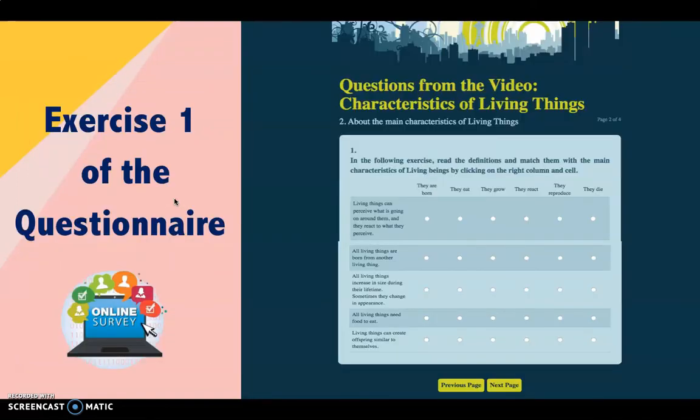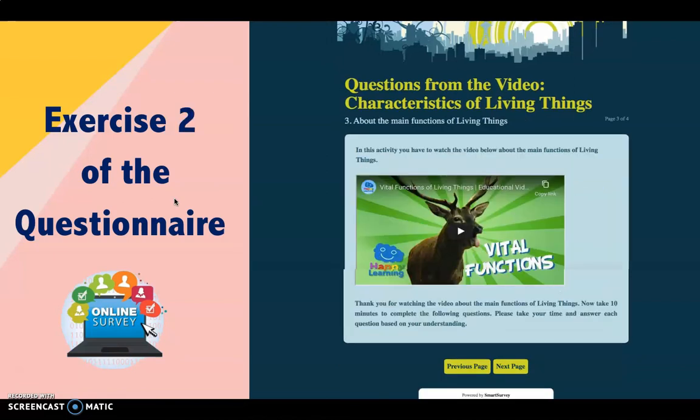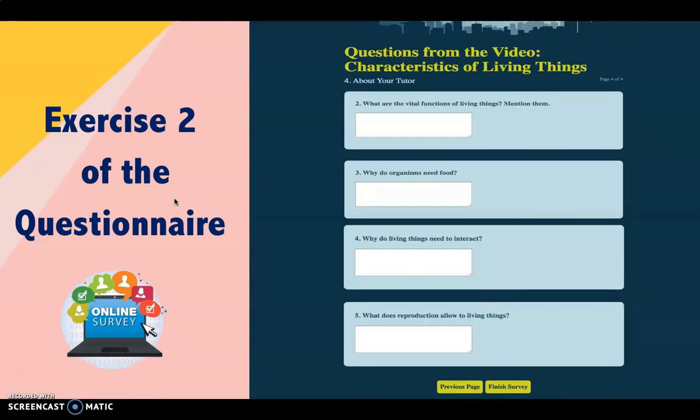So this is the first part of the activity. In this activity, students are going to watch a video and then they will look at the definitions on the left and they will match them with the right action verbs. This is the second part of the activity. In this activity, students are going to watch another video and then they will answer these following questions.